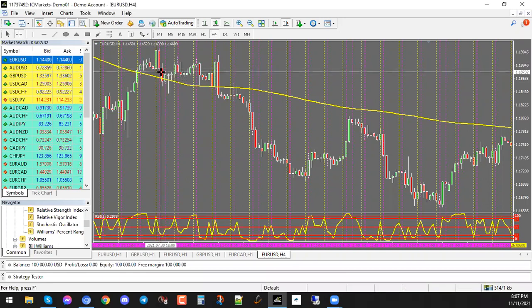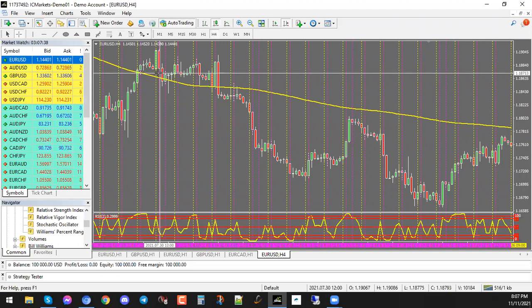Yes, Jeremy says this is related to smart money trading, correct? Yes, this is related to smart money trading, right? So when Jeremy says smart money, he's basically referring to market makers.